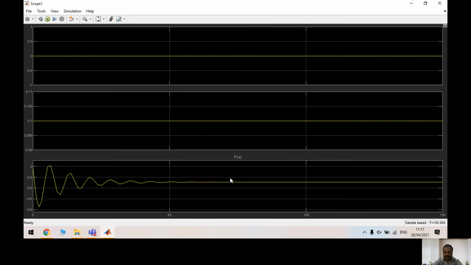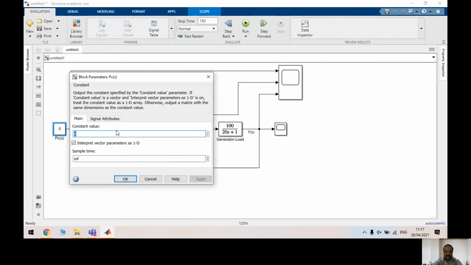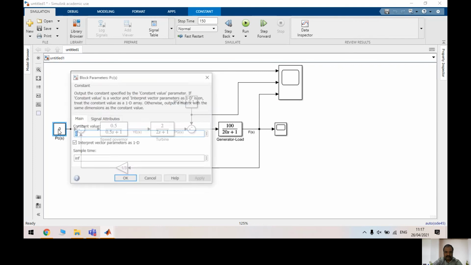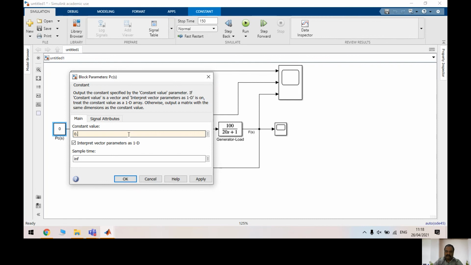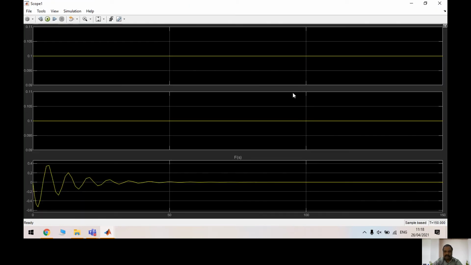Since there is a drop in frequency, to improve the frequency, what should I do? I must increase this value. So this is a positive input, right? So I must give it as some 0.1. Let's check if it is going to work. 0.1 for a 10% change in demand, 10% change in steam. Am I going to get near to 0? Yes, I'm going to get near to 0, isn't it?